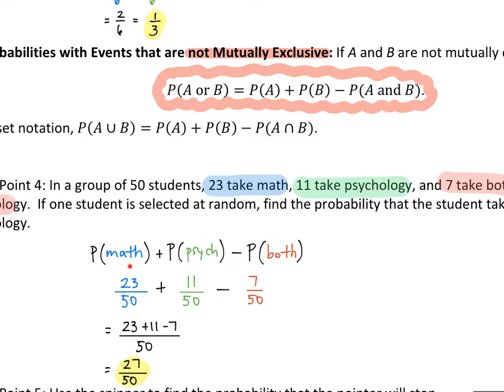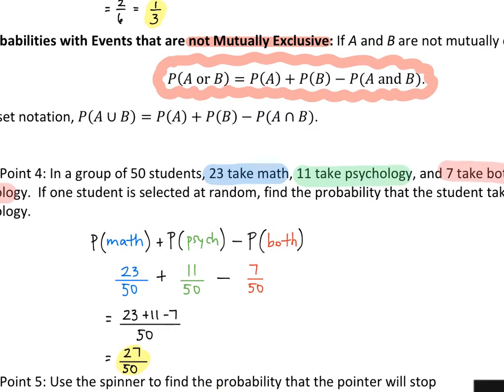So the probability of math is 23 out of 50, plus the probability of psychology is 11 out of 50, and then we're going to subtract the overlap, which is 7 out of 50. Since they all have the same denominator, we can just combine the numerators. So 23 plus 11 minus 7 gives us a grand total of 27 out of 50. So that's the probability of taking math or psychology, not both.